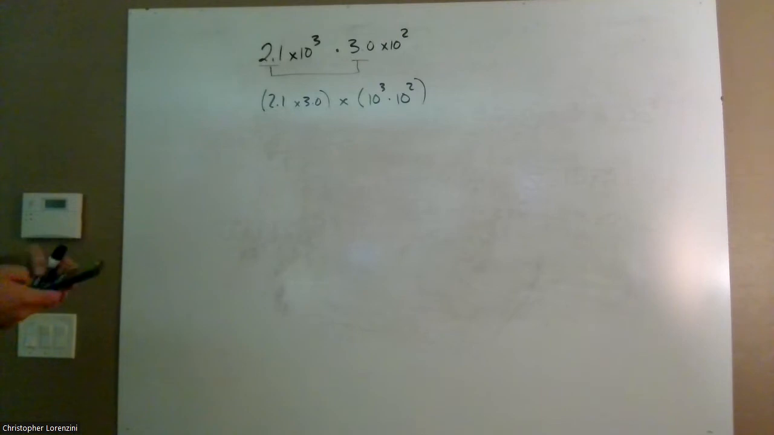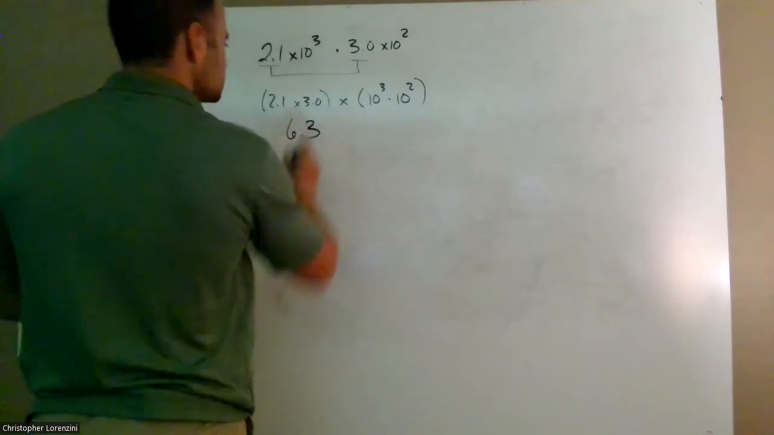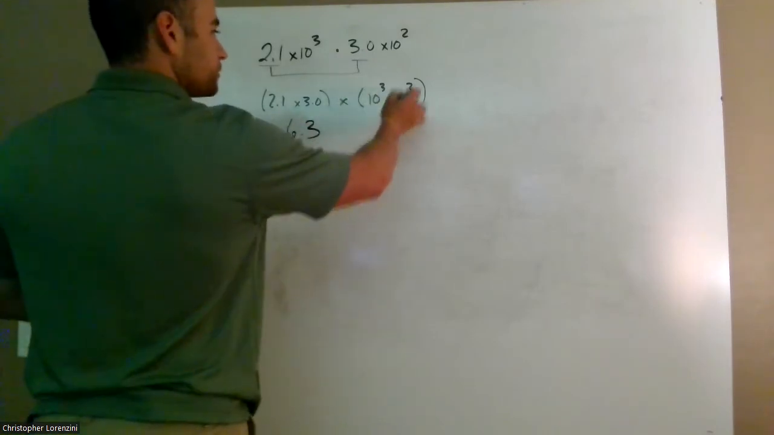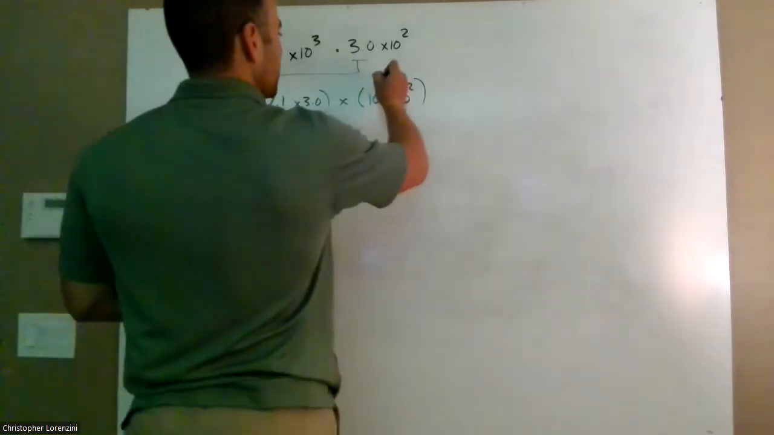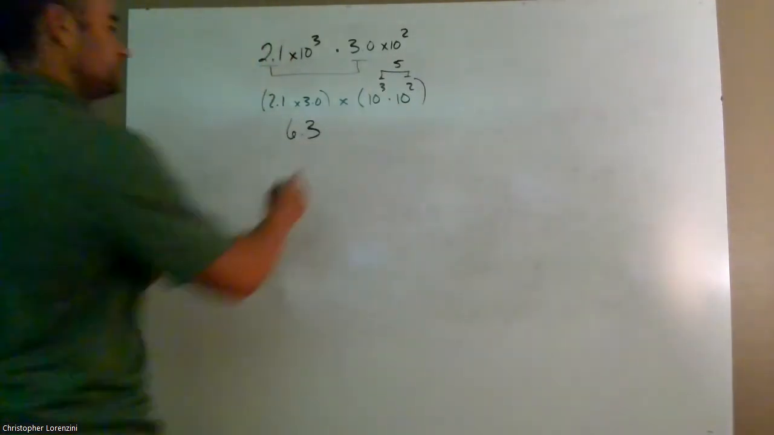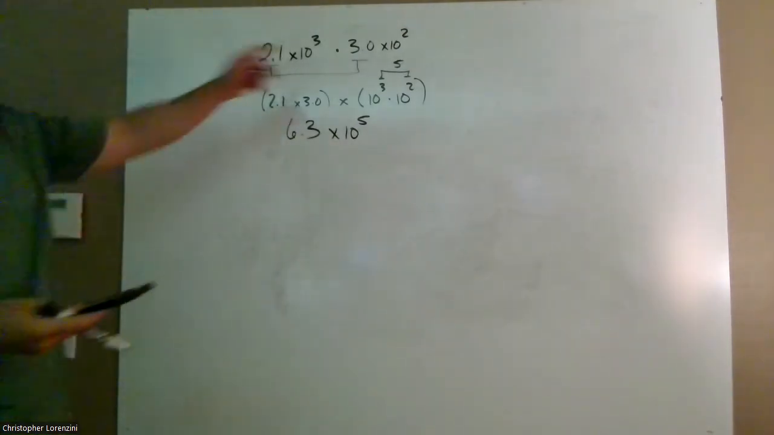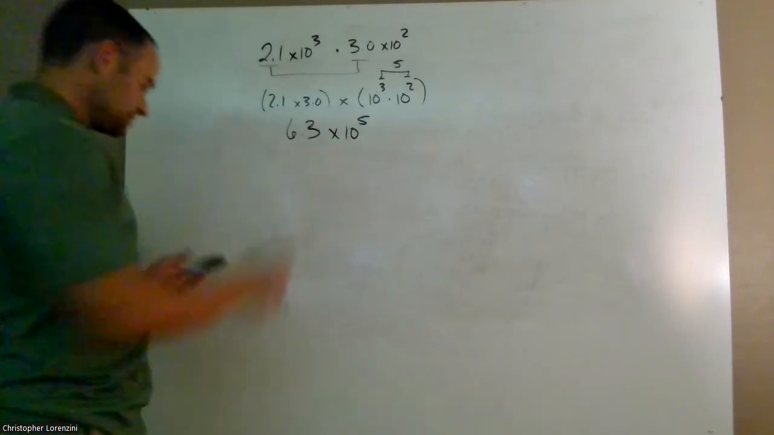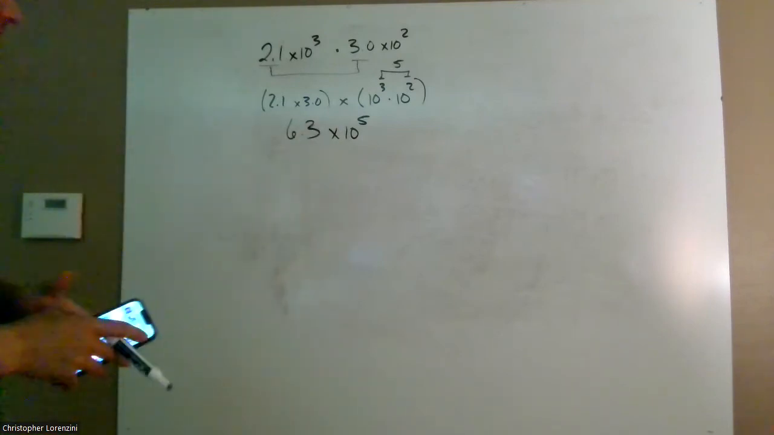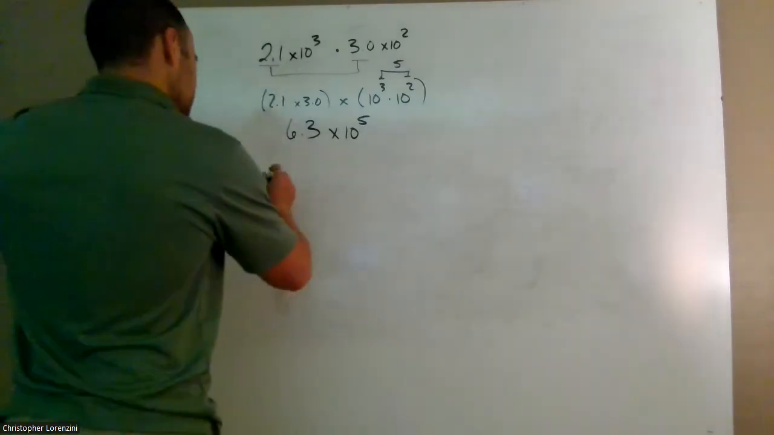So we're going to take 2.1 and multiply it by 3. And when I do, I get 6.3. 10 to the 3rd times 10 to the 2nd. Remember, with multiplication, these add together. So that's going to become 5. So when I take 2.1 times 10 to the 3rd, multiplied by 3.0 times 10 to the 2nd, I get 6.3 times 10 to the 5th power. And that's the concept of multiplication. We take those numbers at front, we multiply them together, and then deal with the exponents.